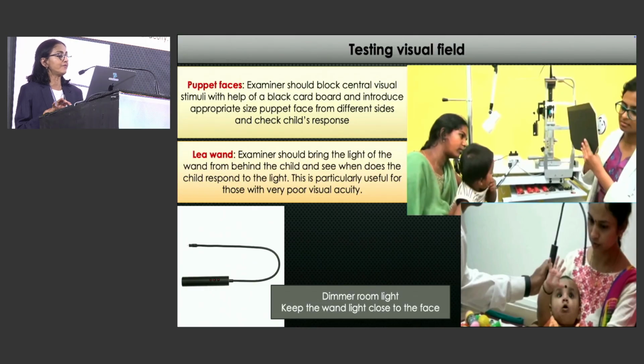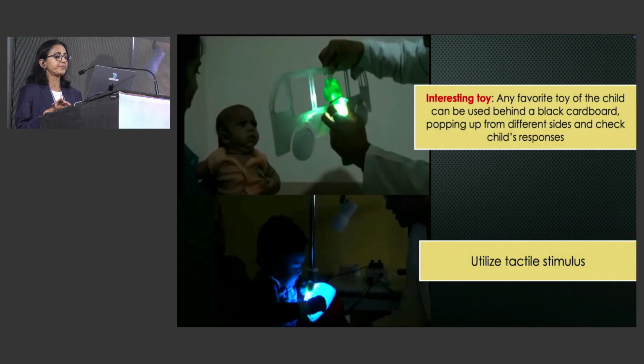When you use the Leavant, the examiner should bring the light of the Leavant from behind the child and see when the child responds to the light. This is particularly useful for children with very poor visual acuity. Also try doing it by dimming the room light and keeping the light very close to the face. You can do some simple methods, like making an interesting toy illuminated, bringing it behind a cardboard and popping it up from different directions and looking for the child's response.